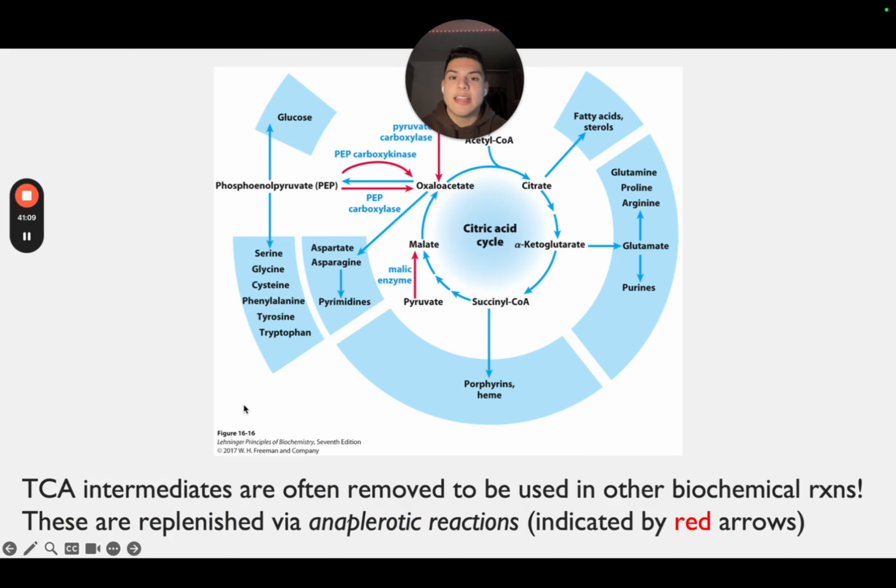And then TCA intermediates, this is a good side note, are often removed to be used in other biochemical reactions. And when they're removed, they have to be replenished. They have to be fulfilled again. And how is through these anaplerotic reactions, which are designated by red arrows. And they use different enzymes, right?